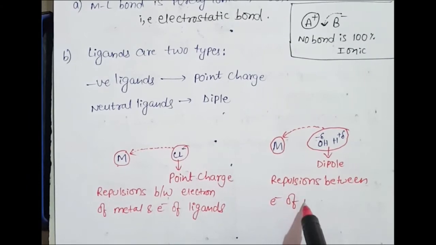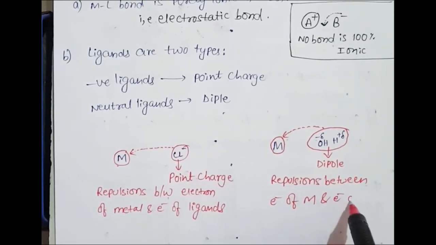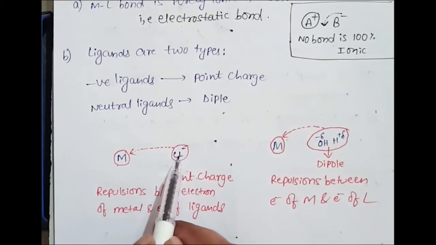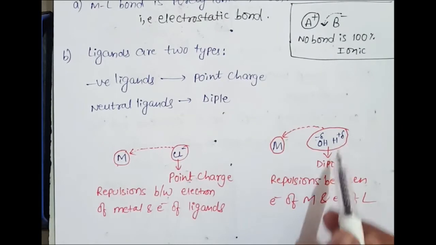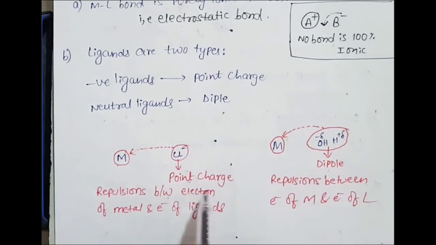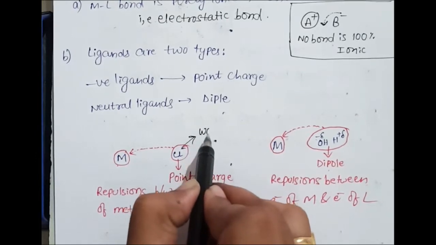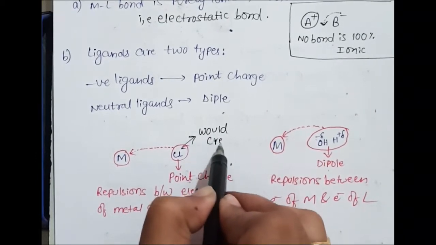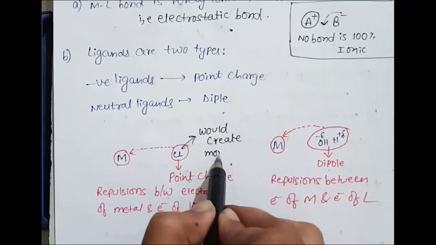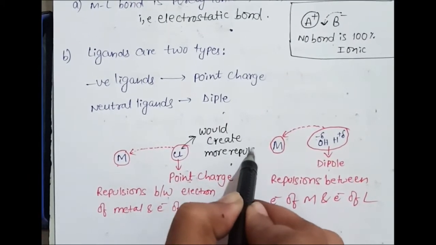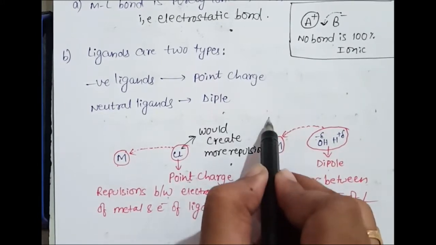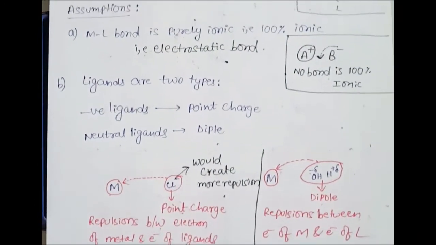Electrons of metal and electrons of ligand. So ultimately they mean to say whether you take the ligand as a point charge or as a dipole, there always exist repulsions, but repulsions will be more in which case, that you have to think. Since it is an anionic ligand, this would create more repulsions than a neutral ligand. Got the point here?